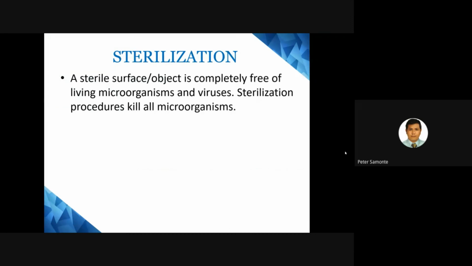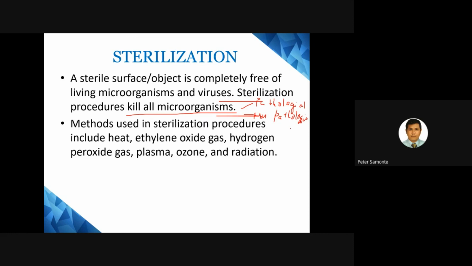So sterilization, class, is wherein a sterile surface or object is completely free of living microorganisms and viruses. Sterilization procedures kill all your microorganisms. So class, whenever you hear sterilization, just remember, kills all microorganisms, whether pathological or non-pathological. Methods used in sterilization procedure include heat, ethylene oxide gas, hydrogen peroxide gas, plasma, ozone, and radiation. In our practice, class, you will only be dealing with these two, radiation and heat. So later I'll explain that.